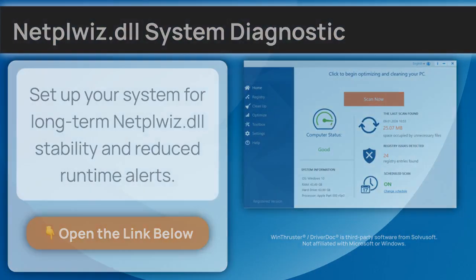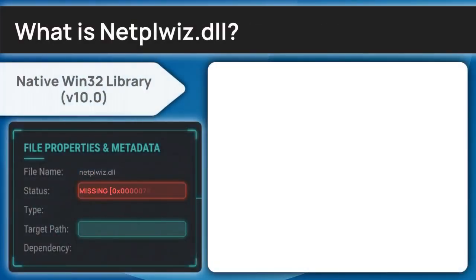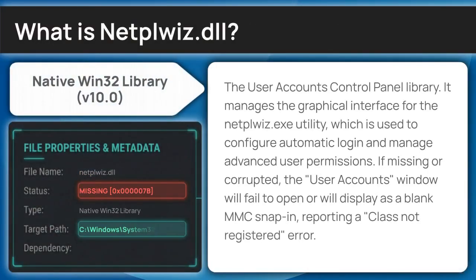This is the Networkplace Wizard Library, the User Accounts Control Panel library. It manages the graphical interface for the netplwiz.exe utility, which is used to configure automatic login and manage advanced user permissions. If missing or corrupted, the User Accounts window will fail to open or will display as a blank MMC snap-in, reporting a class not registered error.